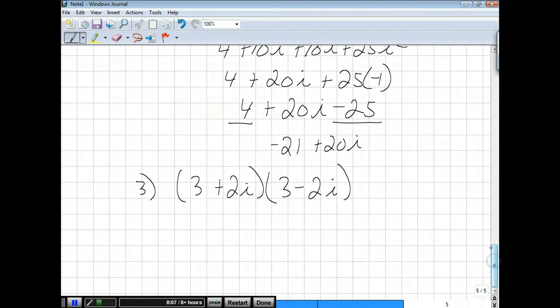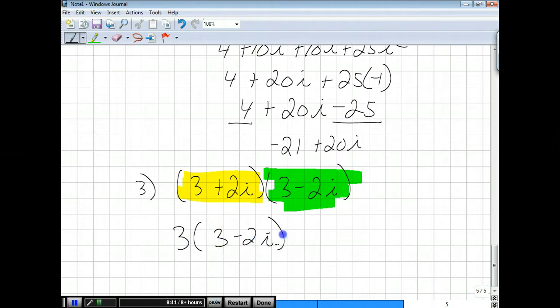Now notice here that the two parentheses are conjugates of each other. So just like when we were multiplying binomials with radicals, when we had conjugates, the radicals were eliminated. Well, when we're multiplying conjugates with imaginary numbers, the imaginary number gets eliminated. So look what happens. We distribute just like we would, so we're going to do 3 times 3 minus 2i plus 2i times 3 minus 2i.